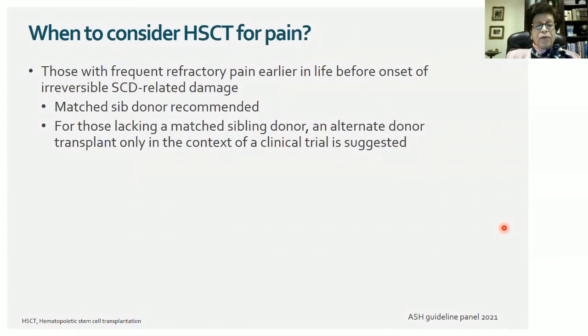This is indicated for those with frequent refractory pain earlier in life, before onset of irreversible sickle cell disease-related damage. Matched donor transplant is recommended, and for those lacking a donor, a matched or alternate donor transplant only in the context of a clinical trial is suggested.